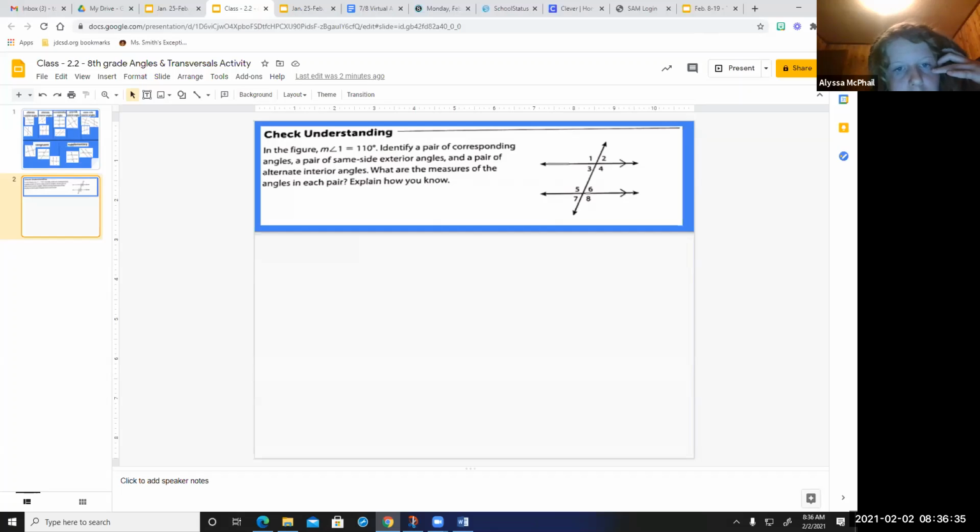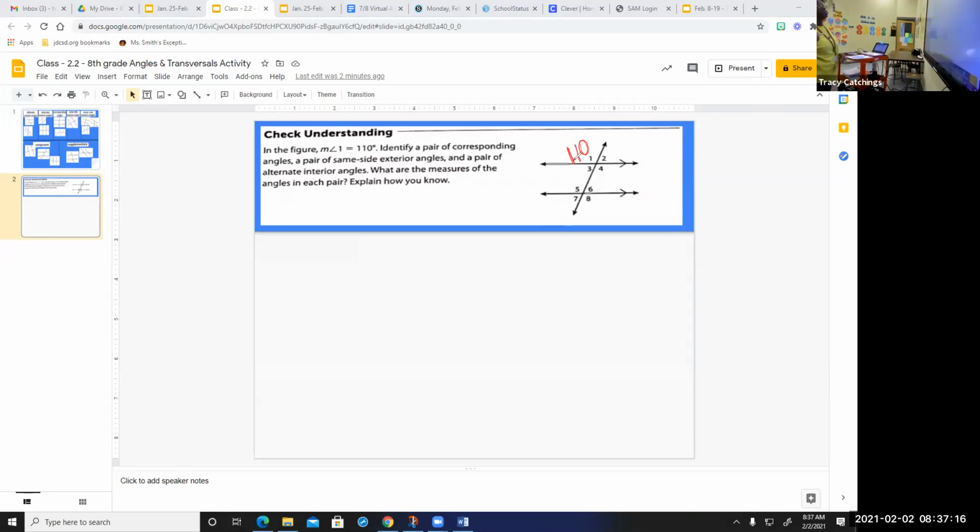In the figure, angle 1 equals 110 degrees. Identify a pair of corresponding angles, a pair of same side exterior angles, and a pair of alternate interior angles. What are the measures of the angles in each pair? Explain how you know. Yesterday I told us if we're dealing with angle measures to not be afraid to do what? Draw on your diagram. They give me an angle measure, I'm labeling.